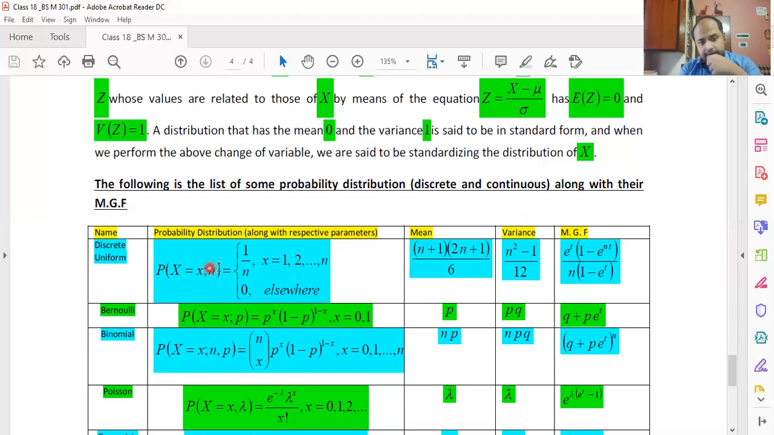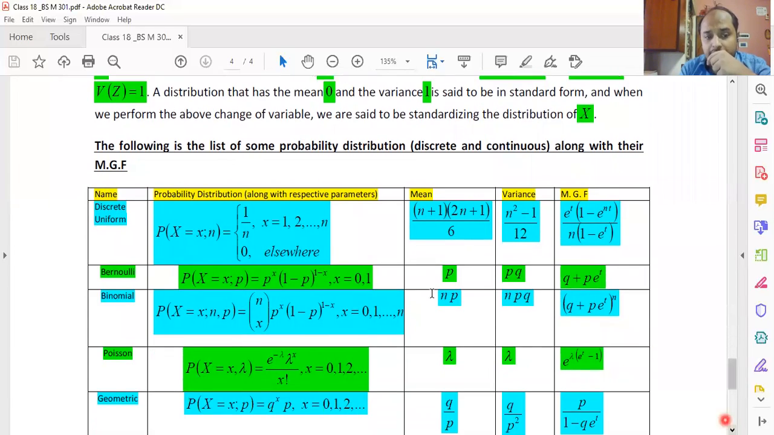Here the parameter is n, because if the total number of outcomes n is known, then the probability distribution is known. If you try to find the moment generating function, the result will come out. After differentiating this once, twice, and putting t equal to 0, the mean will be of this form and the variance will be of this form. The second is called the Bernoulli distribution.